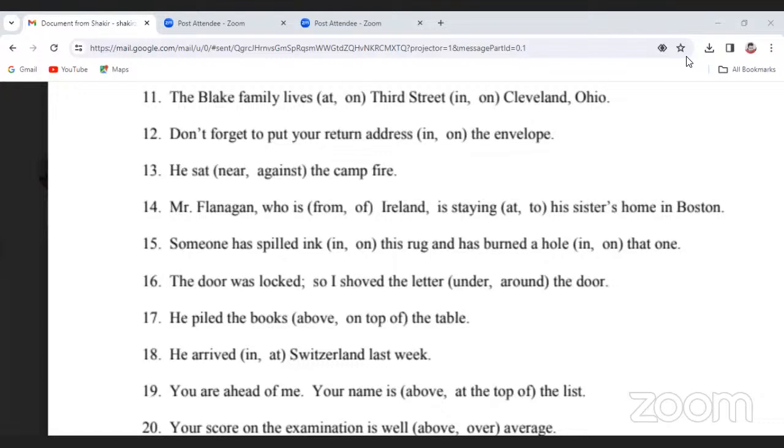He sat dash the campfire. Someone is saying on the campfire. He sat on the campfire? No, he sat near the campfire. Number 13, near is the correct answer. Okay, we move to 14.